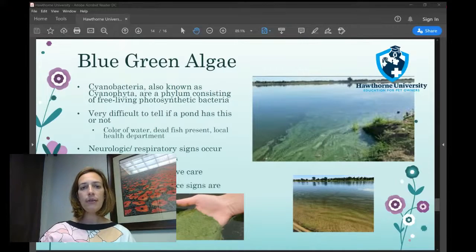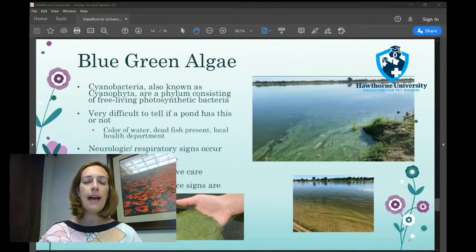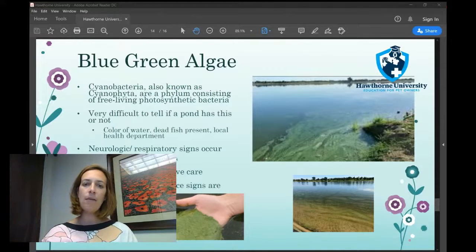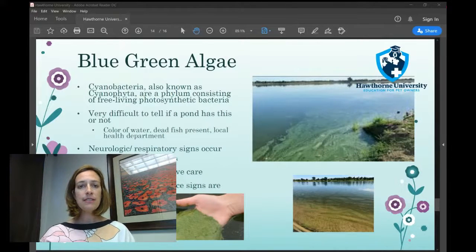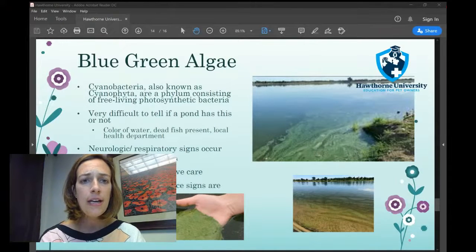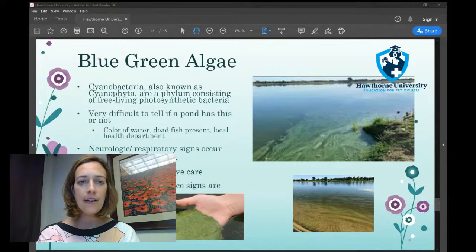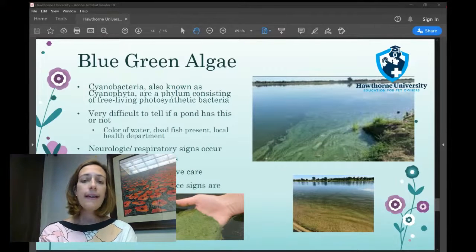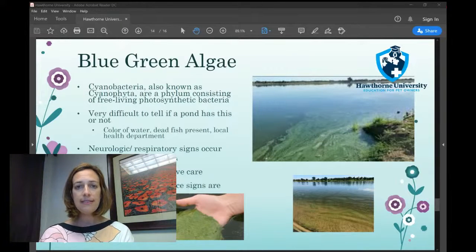One of the things that we encountered a lot last year was the blue-green algae. If anybody has heard about that, it's the green thick scum, or algae as it is, that can cover any type of pond or stagnant water. Sometimes you'll see this in rivers. However, with rivers, usually it's when they're stagnant and not flowing as well. It's an actual bacteria that lives in here that causes us problems. It can be difficult to tell if a pond has this or not.